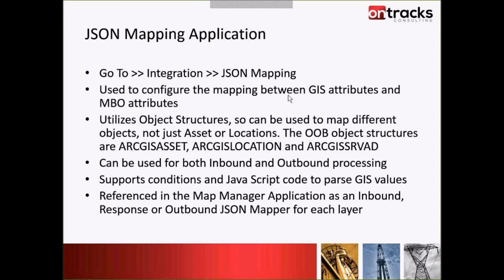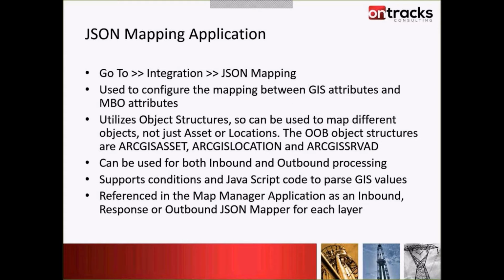It utilizes object structures. Those who are familiar with integrations in Maximo and object structures know that when you create the GIS object, an object structure is created, and you can utilize that object structure so that you can map different objects and not just assets or locations. The out-of-the-box structures are ArcGIS asset, ArcGIS location, and service address, as well as work orders. However, you can extend those objects and include other Maximo objects, for example, location hierarchy or meters and other data that may be applicable.